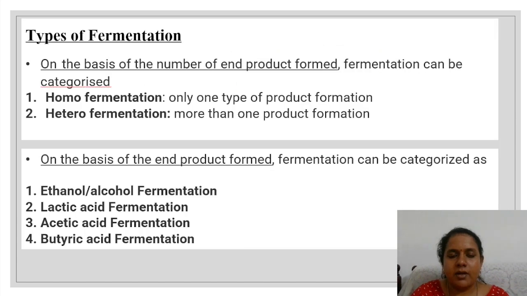Okay. Types of fermentation: on the basis of the end products formed, fermentation can be categorized into two types. First is homofermentation, second is heterofermentation. Only one type of product formed is homofermentation. One or more than one product formed is heterofermentation. On the basis of end product formed, fermentation can be categorized as ethanol or alcohol fermentation, lactic acid fermentation, acetic acid fermentation, and butyric acid fermentation.